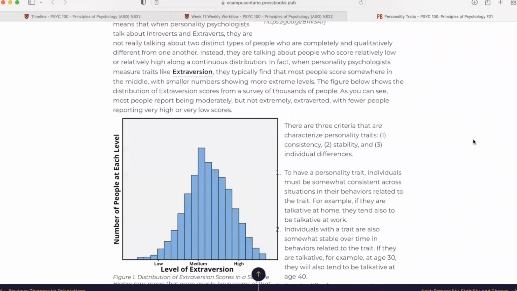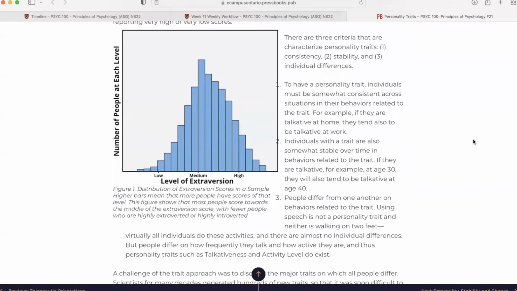And if you're watching this on YouTube, you can see most people report being moderately, but not extremely extroverted, with fewer people reporting very high or very low scores. This chart literally looks like a pyramid, just to give you a visual. There are three criteria that characterize personality traits.